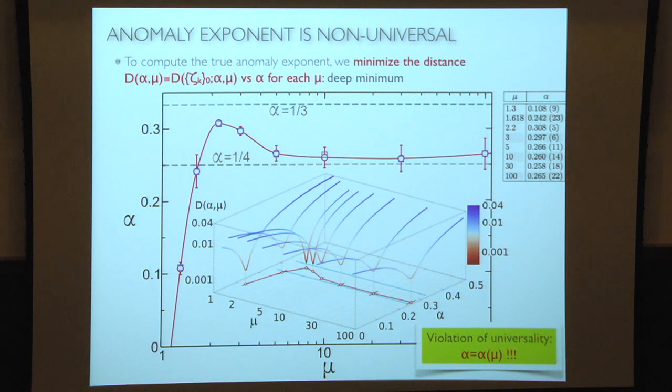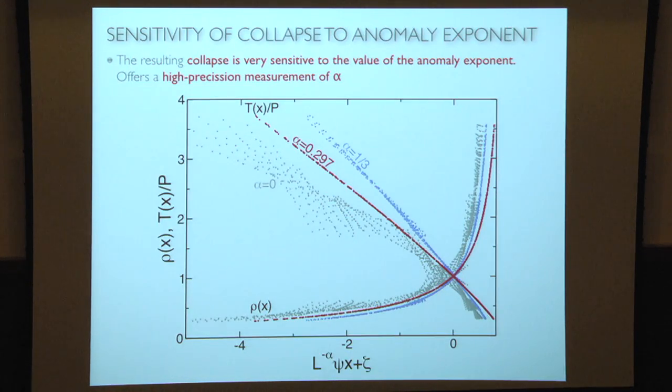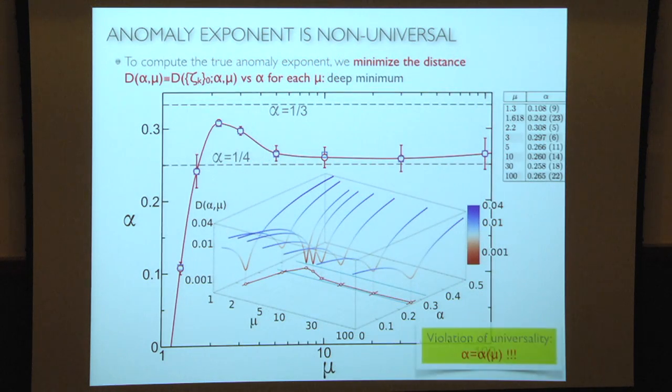Okay. And now, this collapse can be good or bad. Even when I make the optimal shifts, the collapse can look like this, like that, or like that. So once I find the optimal shifts, I still have some spread. So I minimize this spread as a function of alpha. So how does this distance function look like?